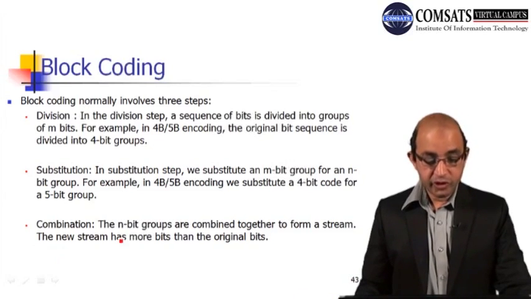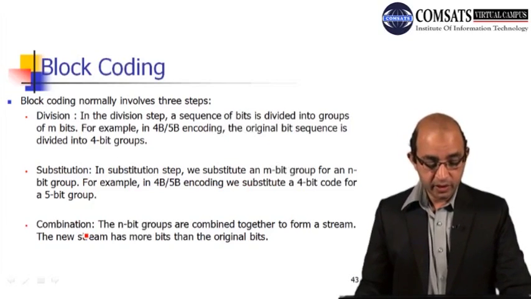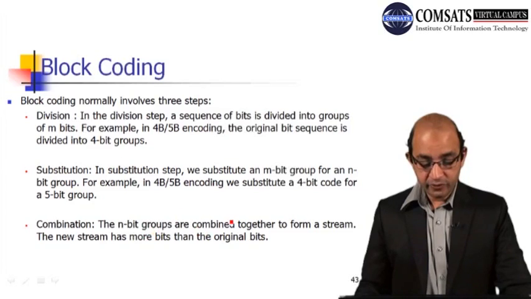So 3 steps. First of all, division into blocks. Sequence of bits is divided into groups, so we have to perform the division. In 4B/5B encoding, the original bit sequence is divided into 4-bit groups, and then we have to substitute. We substitute an m-bit group with an n-bit group, right? For example, in 4B/5B encoding, we substitute a 4-bit group with a 5-bit group, right? Then we have to concatenate, the groups are combined together to form a stream, right?